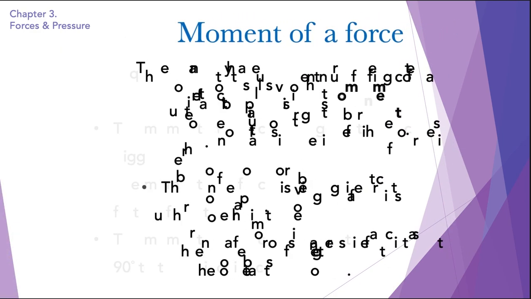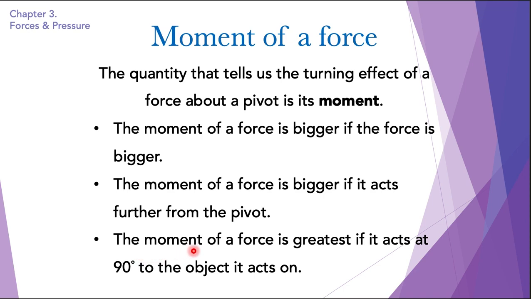And the third point is that the moment of a force is greatest if it acts at 90 degrees to the object it acts on. So these were the 3 points that make the moment of a force bigger. First point is that the moment of a force is bigger if the force is bigger. Second, the moment of a force is bigger if it acts further from the pivot. And third, the moment of a force is greatest if it acts at 90 degrees to the object it acts on. And the quantity that tells us the turning effect of a force about a pivot is its moment. This is the definition of moment.